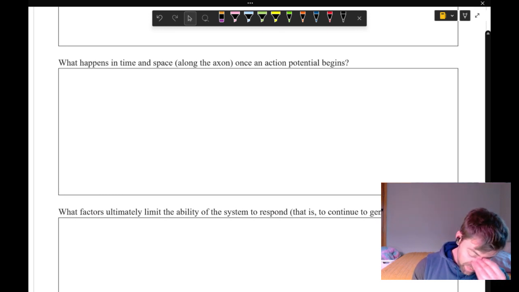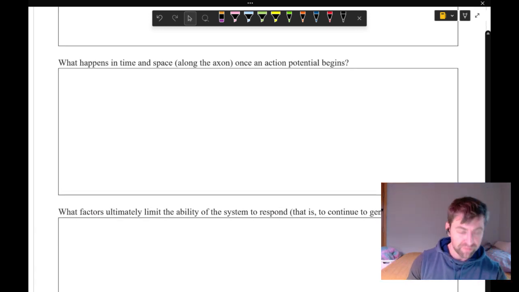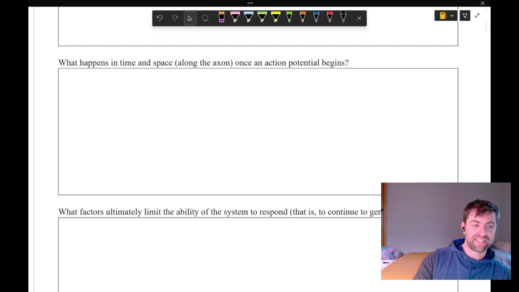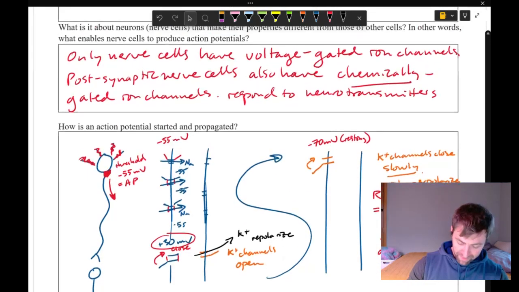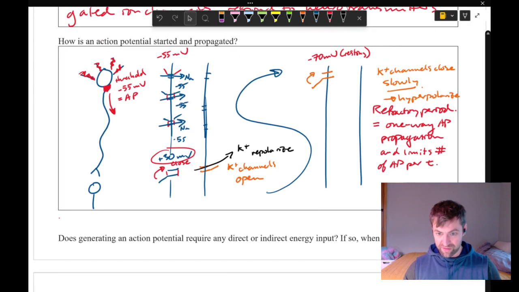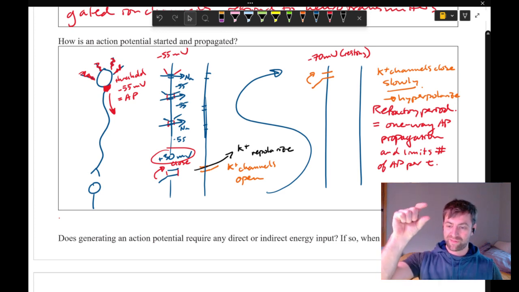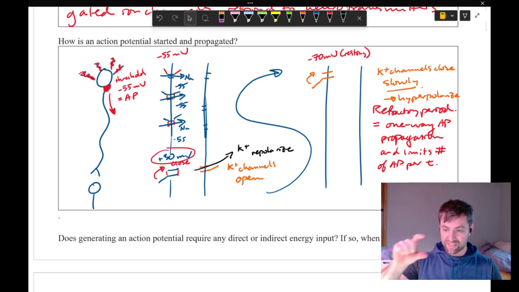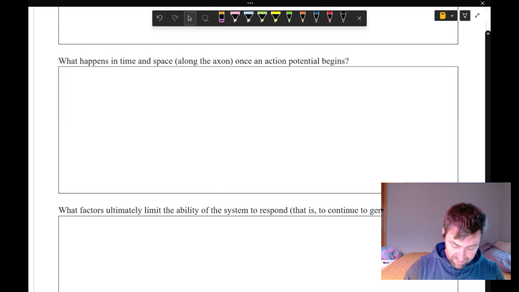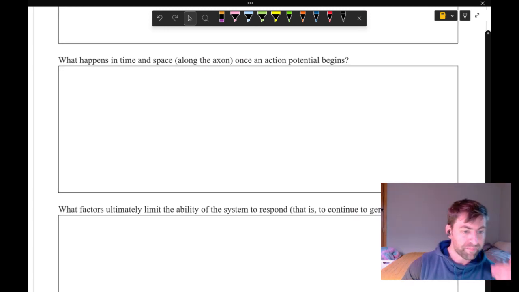What happens in time and space along the axon once an action potential begins? We've described this a couple different ways, right? Earlier we were looking at what happens at a single site on the axon as it was depolarized. The way I drew this, we're meant to be looking at the same spot across time. And now we're talking about what happens along the whole length of the axon.